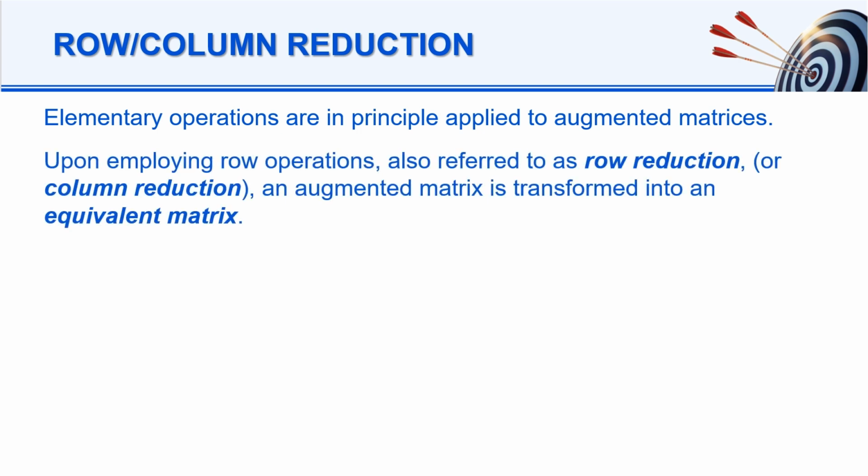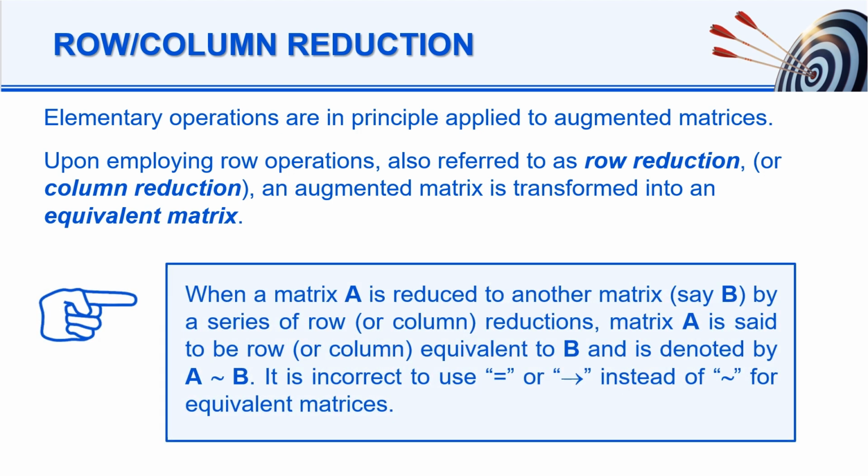Upon employing row or column operations, also referred to as row or column reduction, an augmented matrix is transformed into an equivalent matrix. A word of caution: when a matrix A is reduced to another matrix, say B, by a series of row or column reductions, matrix A is said to be row or column equivalent to B, and is denoted by the A equivalent B notation. Here it is incorrect to use an equal or right arrow sign instead of the equivalent symbol for equivalent matrices.